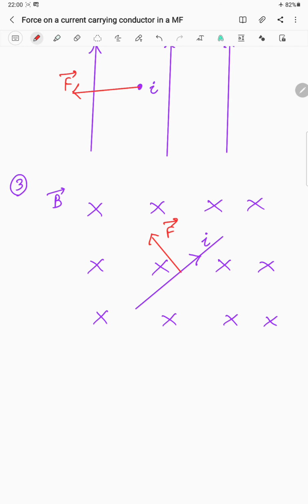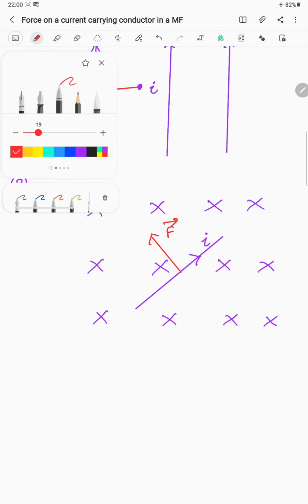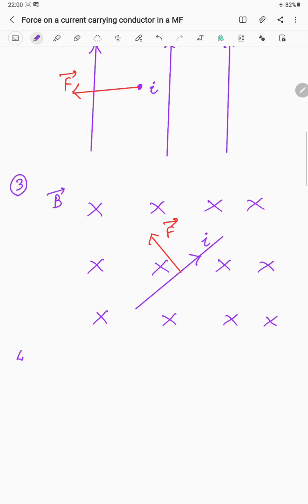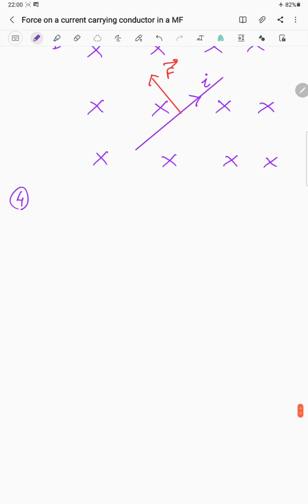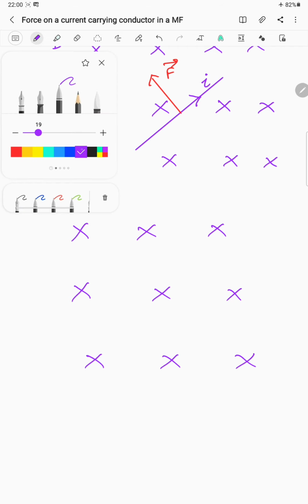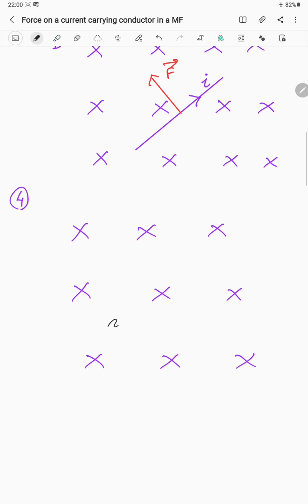Now let us find out the magnitude of the force. Let us do a problem where we need to find out the magnitude of the force. So the fourth question is, here we have the magnetic field cross, into the plane of the paper. Then there is a current carrying conductor, and the conductor is in the shape of a semicircle. It's something like this. And the current is in this direction, and the radius of the semicircle is R. Followed?